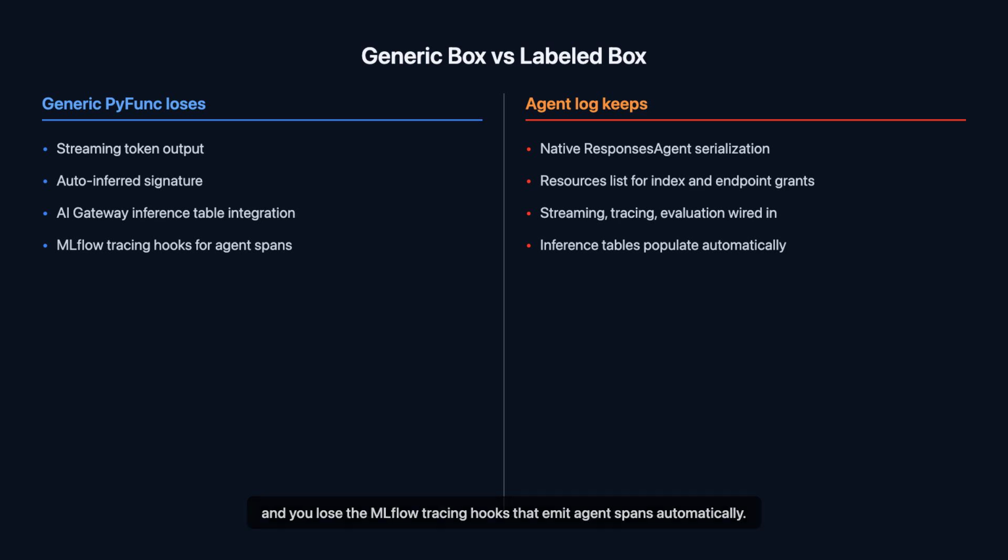Log through the agent flavor and you keep native ResponsesAgent serialization. You can declare the resources list, so model serving auto-grants the vector index and foundation model endpoint, and streaming, tracing, evaluation, and inference tables all wire in without extra code.